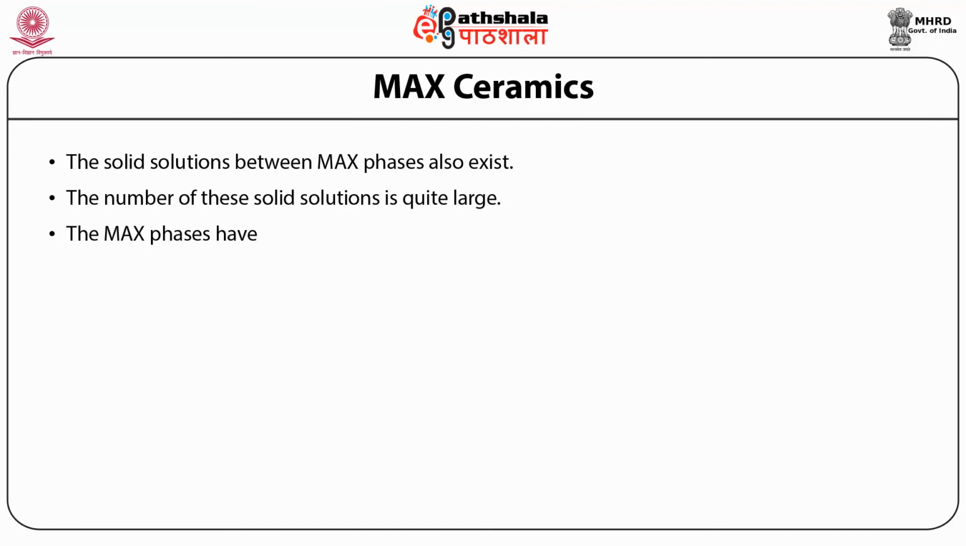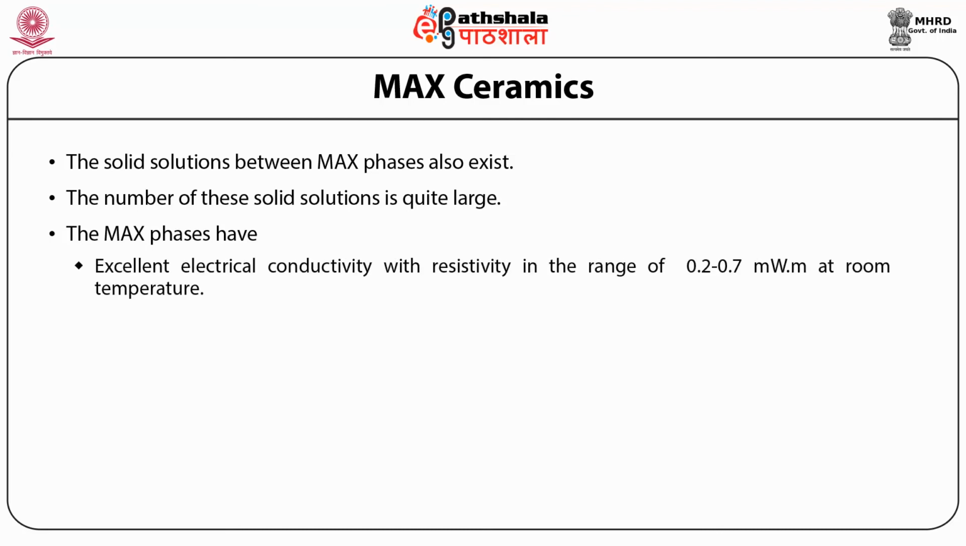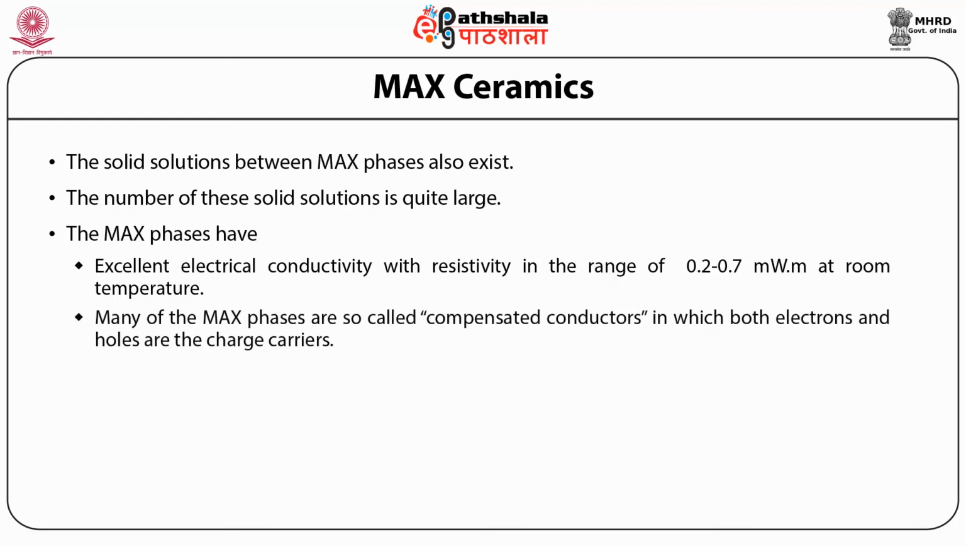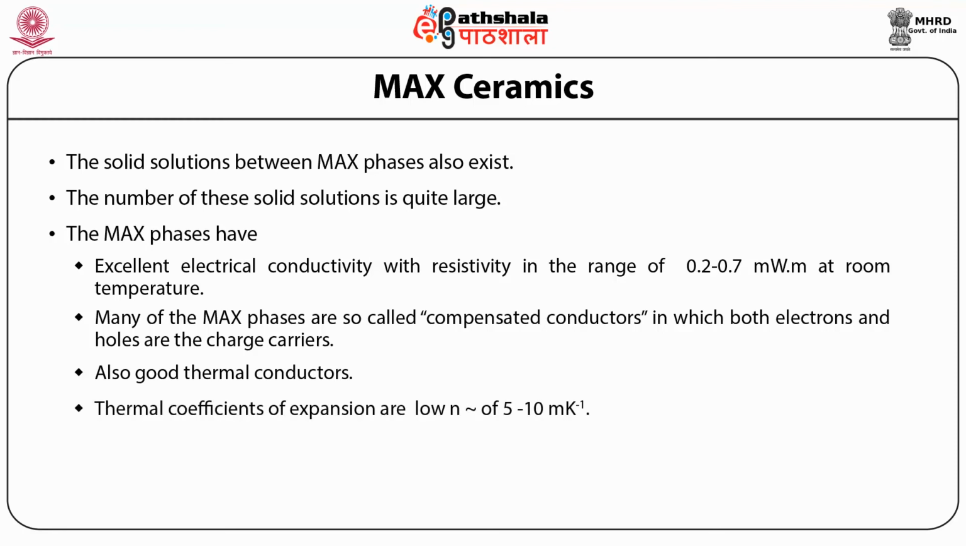The MAX phases have excellent electrical conductivity, with resistivity in the range of 0.2 to 0.7 microohm meter at room temperature. Many of the MAX phases are so-called compensated conductors, in which both electrons and holes are the charge carriers. They are also good thermal conductors, and their thermal coefficients of expansion are relatively low, in the range of 5 to 10 per Kelvin. Several of them have very low thermoelectric or Seebeck coefficients.